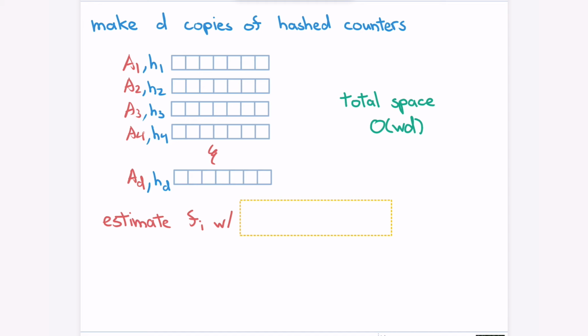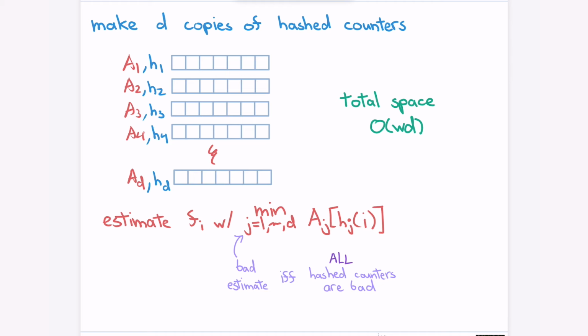Sorry, the smallest one. I should mention that one natural idea is average. That's often the first answer. But actually, all of our counts are overestimates. So in our case, the smallest one will be the best estimate. So we are going to return the minimum over all the counters.